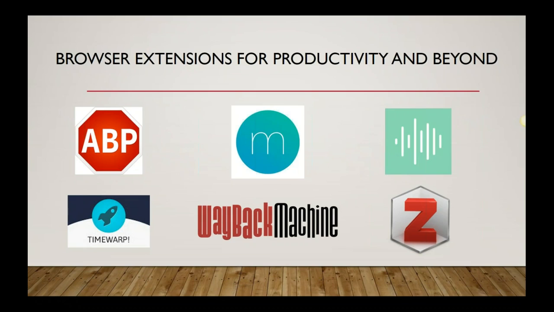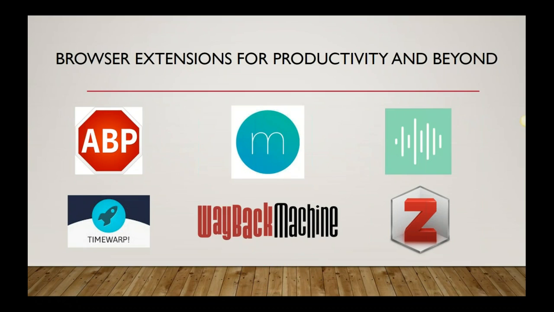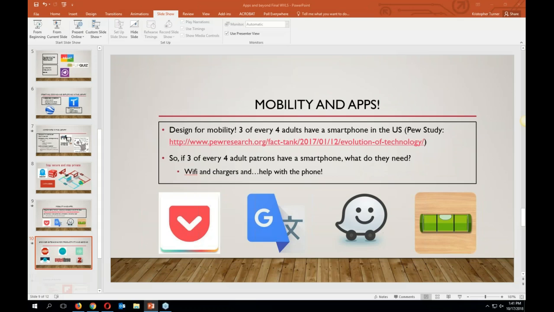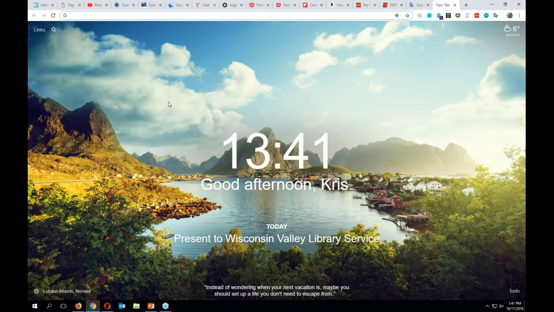The next four I'm going to jump out and show you, which are Zotero, Momentum, the Wayback Machine, and Time Warp. So I want to show you those four real quick. The first one we're going to look at here is Momentum. We'll open up a new tab, and there's Momentum right away.